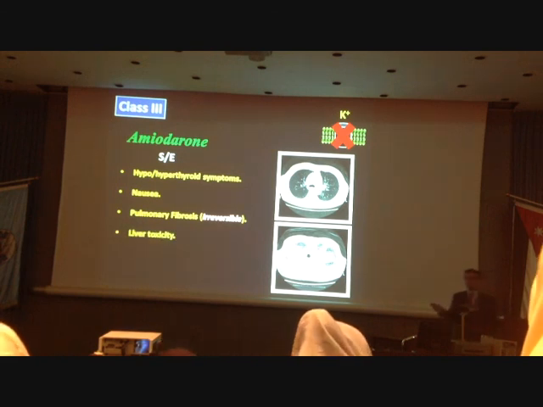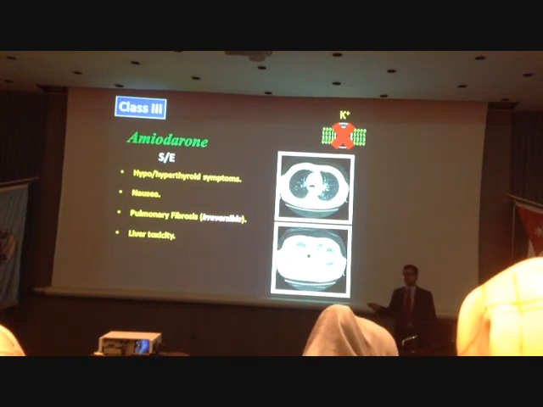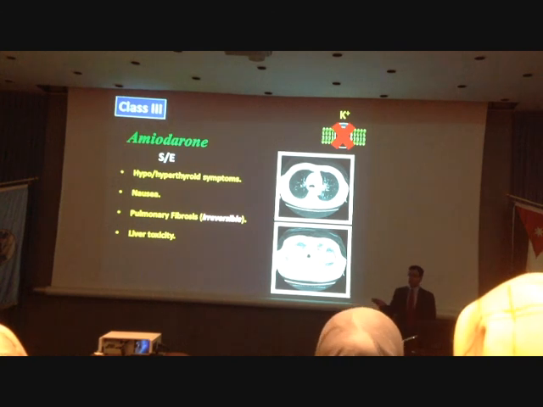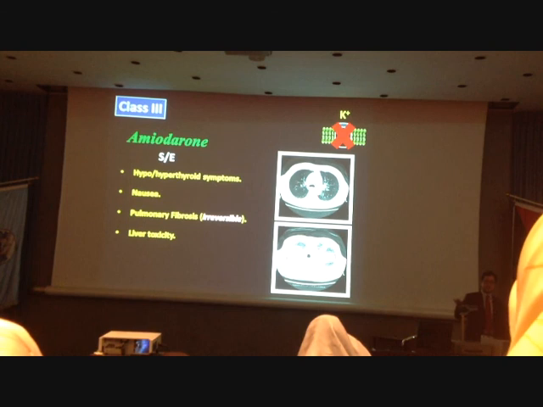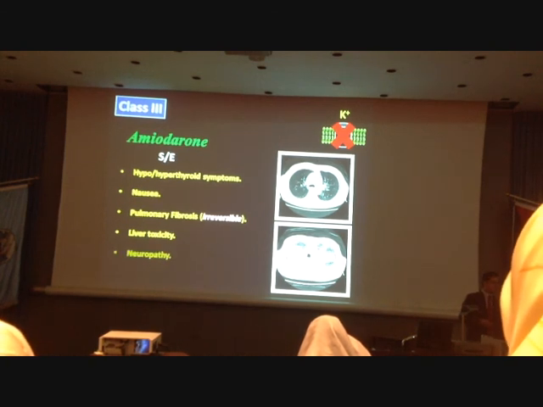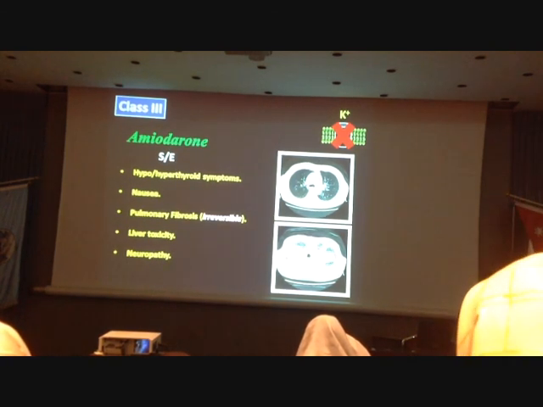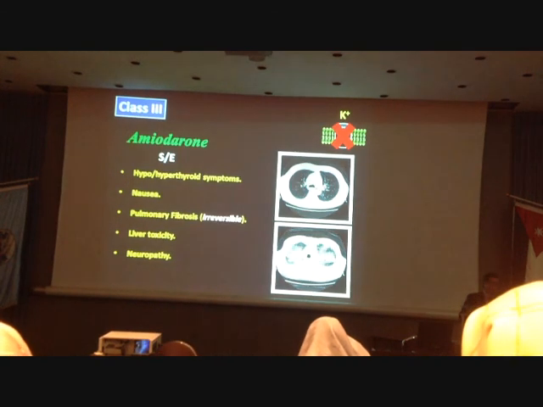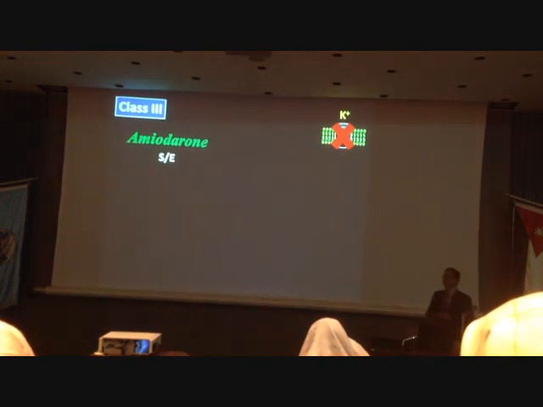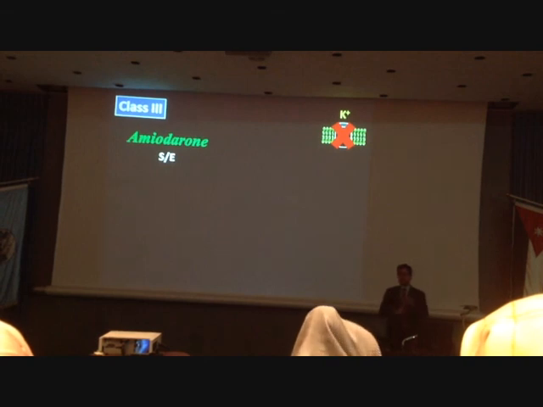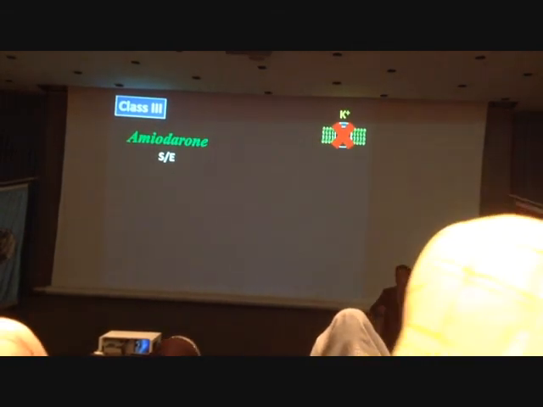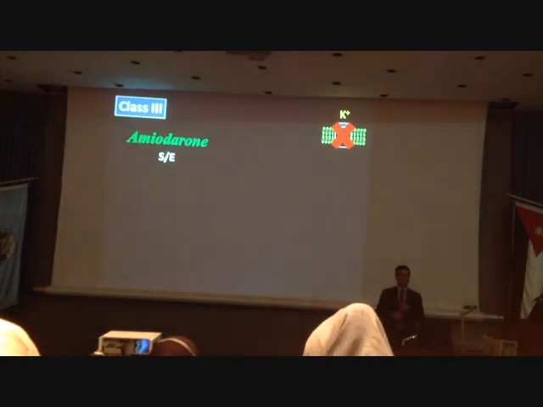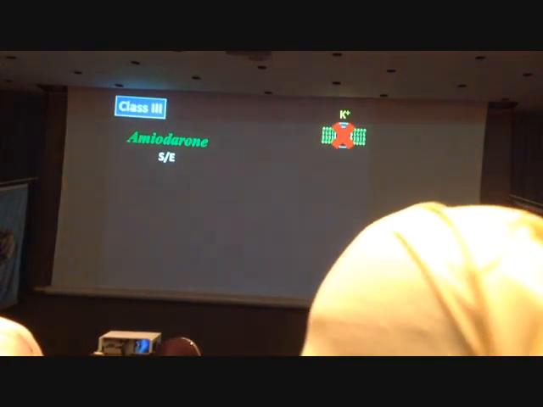And finally, another thing which is related to the metabolism of amiodarone, it could lead to liver toxicity, but it's mild, and it could be reversible once you discontinue the drug. And neuropathy. So, whenever I want to start amiodarone, I have to admit the patient, I have to give the loading dose, and wait for some time to convert them into oral tabs, and then I can discharge them.